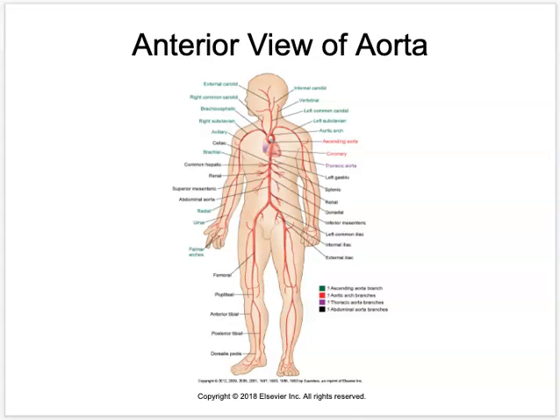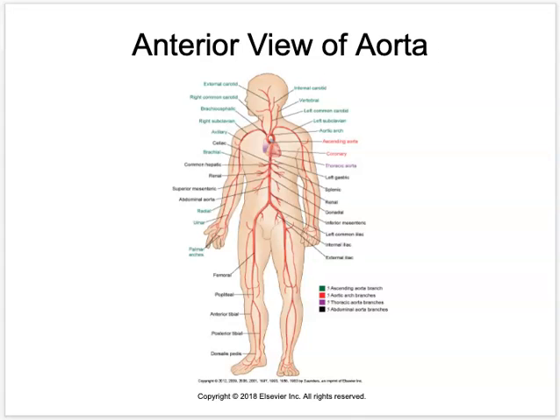Here we are looking at the anterior view, so the front side view of the aorta. The aorta, which arises from the left ventricle, is the main trunk of the systemic arterial system. The aorta branches into the many arteries pictured on this slide, which deliver oxygen and nutrients to specific organs and tissues. The aorta is divided into three portions based on location.